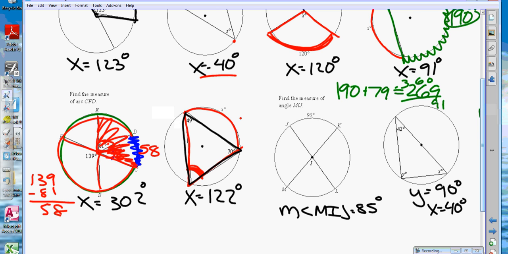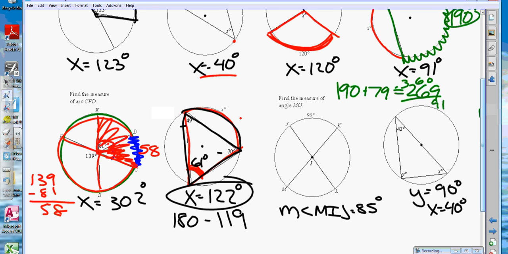So I already have 2 measures, 49 plus 70. Okay, that's 119. So what I can do is do 180 minus the 119. And I get 61. Okay, 49 plus 61 plus 70 is 180. So the measure of that angle is 61. So to find the measure of the arc, I will double that and give us 122.